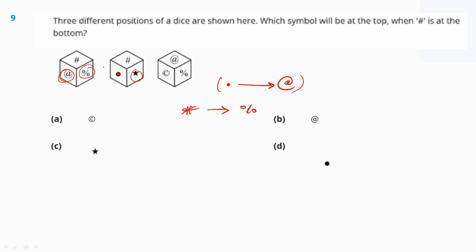As you can see, in both places we have this particular side with star and percentage, and then the hash will be opposite to what? It will be opposite to the copyright sign, isn't it? So option number A is our right answer. This is the copyright symbol.